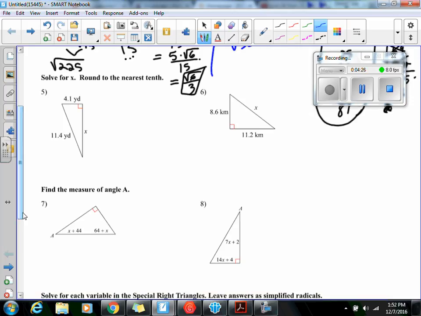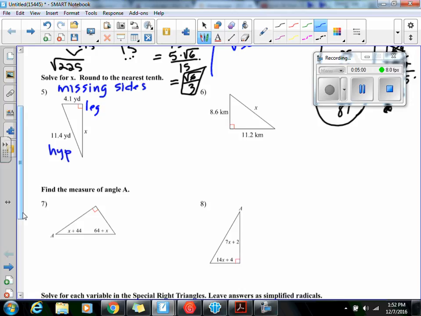Now, this problem says solve for x. This is a missing side. Finding missing sides, there are 2 ways, depending on what I've been given. I can either use the Pythagorean theorem, leg squared plus leg squared equals hypotenuse squared, or I can use a trig function. In this case, the Pythagorean theorem would be the best option because I have 2 sides. So this is the hypotenuse, this is the leg.